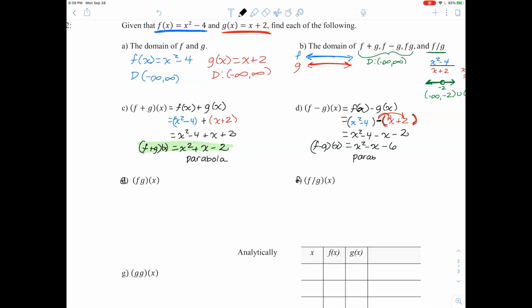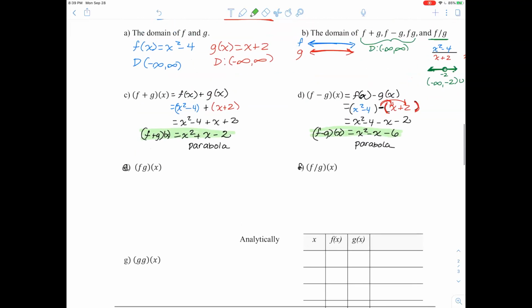Another parabola. So I guess we can come to some kind of conclusion that if we're adding a parabola plus a line, we get a new parabola. Or if we subtract a parabola and a line, we get a new parabola.